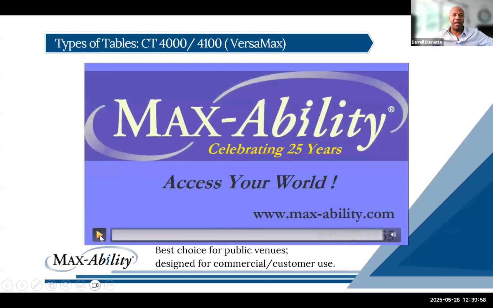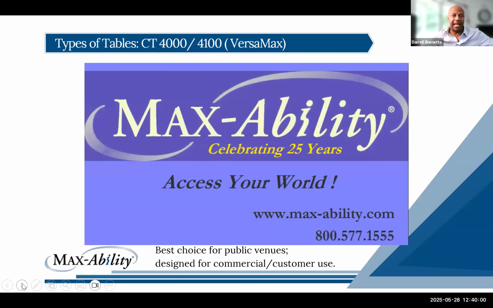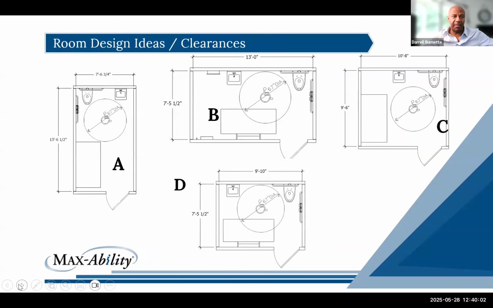Okay, this is what we're going to talk about next. That is the CT4000/4100, and that's a different table as well. The CT4000 is a manual fold, and the CT4100 is the electrical fold. You saw in that video where you can fold it with a hand control. So that is the 4100.